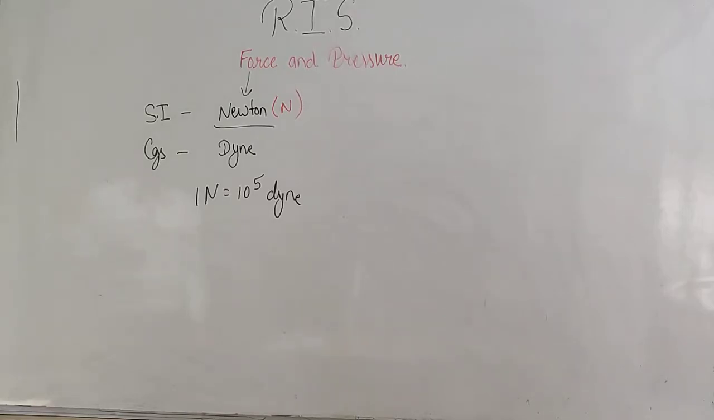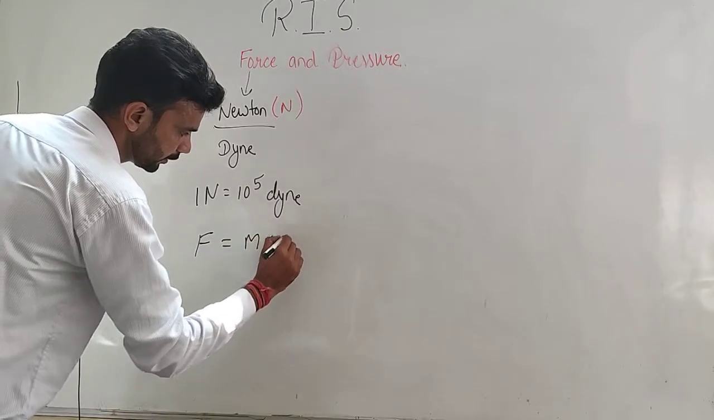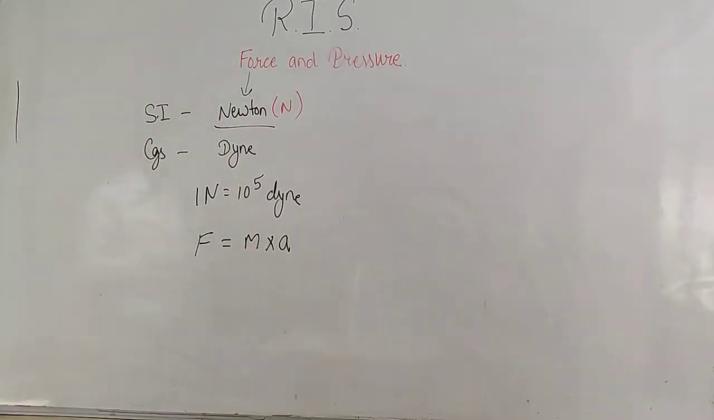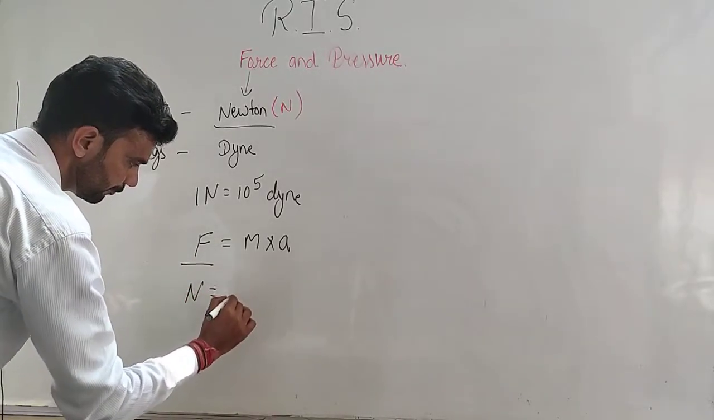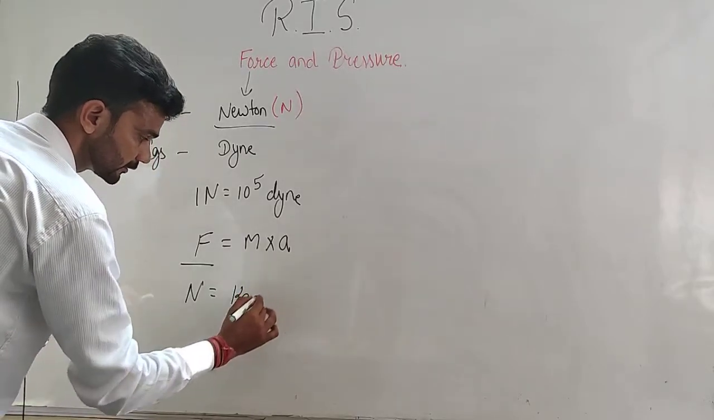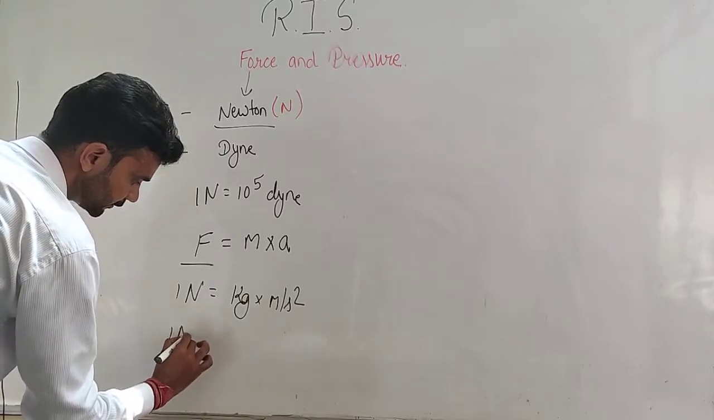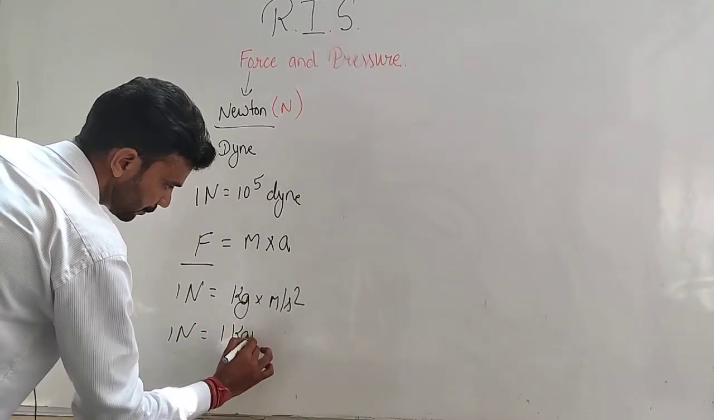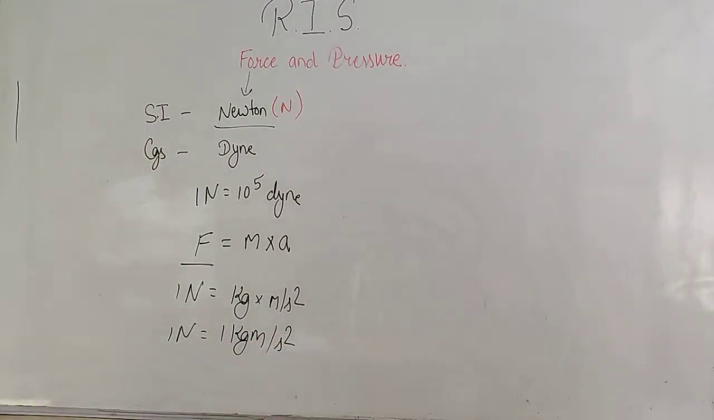We will discuss the formula of force. So we have a formula for force. Force is equal to mass into acceleration. Mass is the constant quantity of an object. Acceleration, the change in velocity per unit time, is known as acceleration. SI unit of force is Newton. SI unit of mass is kilogram, and SI unit of acceleration is meter per second square. So 1 Newton is equal to 1 kilogram meter per second square.